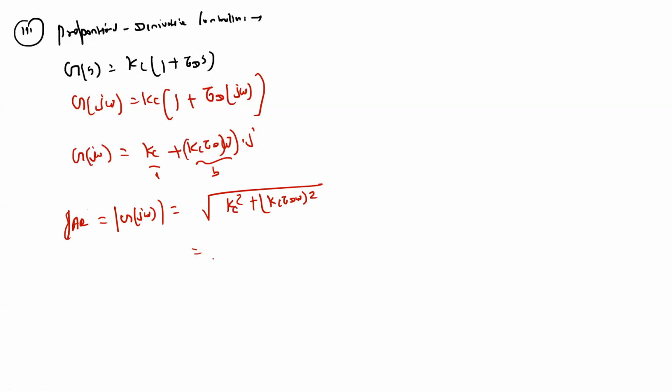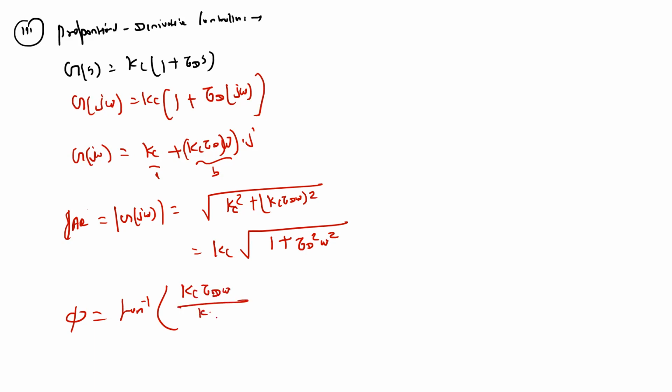Kc will come out and it will be equal to Kc root over 1 plus tau d square omega square. And the value of phi is equal to tan inverse Kc tau d omega divided by Kc. Kc and Kc will cancel out. That will be equal to tan inverse tau d omega. So eventually we have got the value of both amplitude ratio as well as the phase angle.